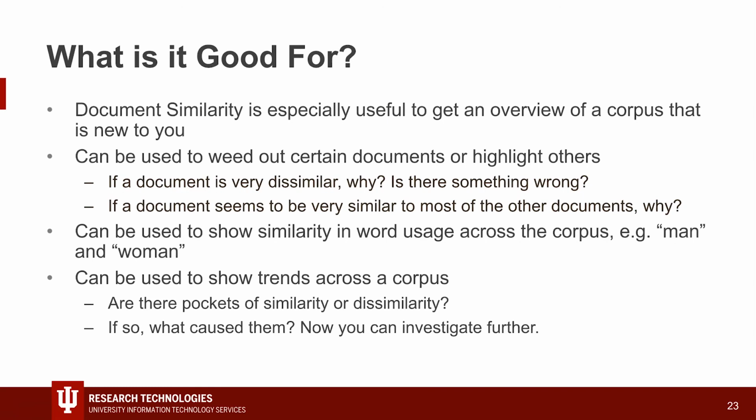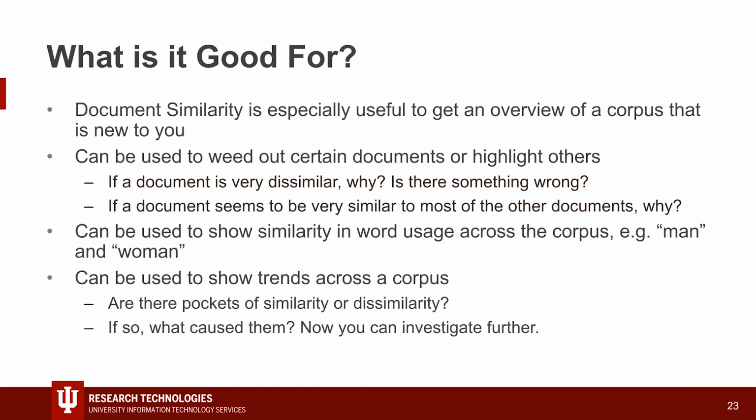It can be used to show similarity in word usage across the corpus, ergo comparing what we talked about, kind of the word vectors man to woman, and seeing how those interrelate. Because with Shakespeare, it's going to be different than, say, the other data set we've been using, Star Trek. So you're probably going to see differences between those two data sets, even though it's the same words being compared. And then it can be used to show trends across the corpus. That's something we're going to show you a little bit later.